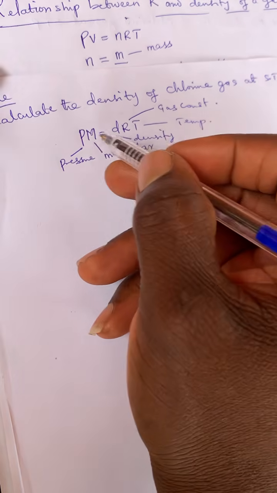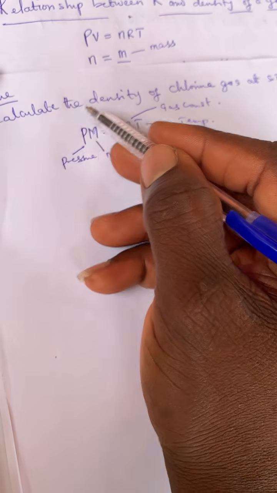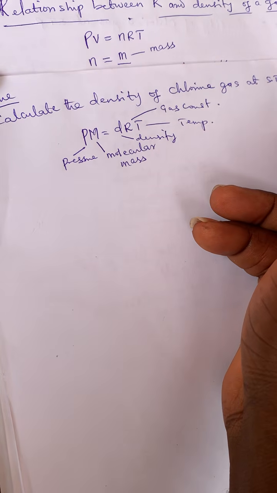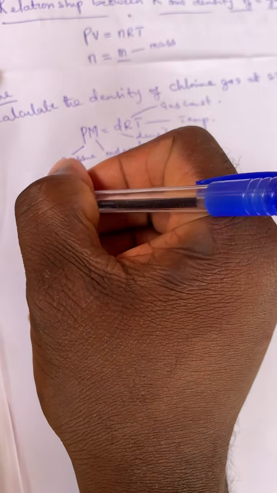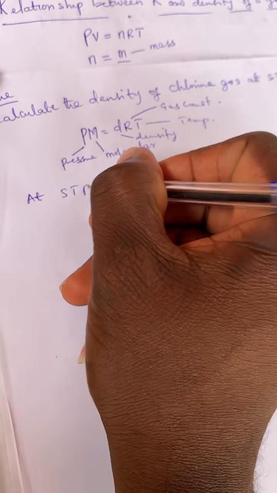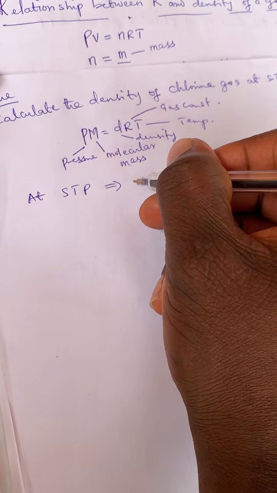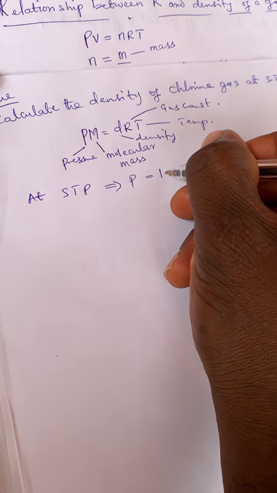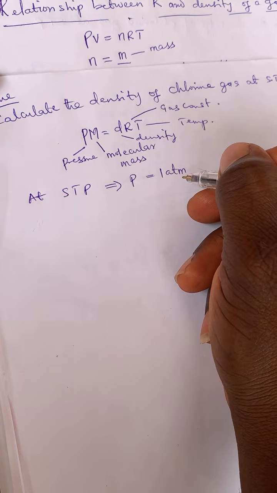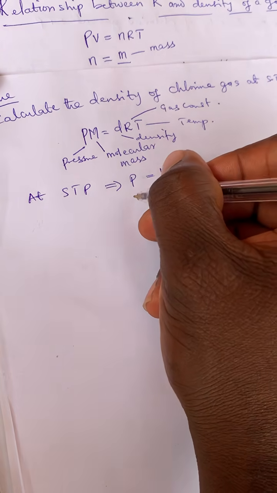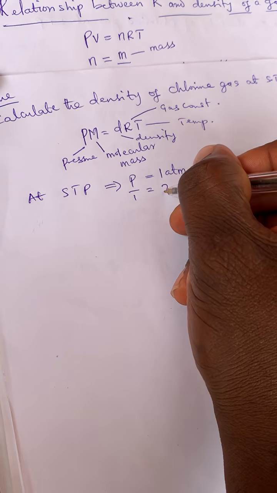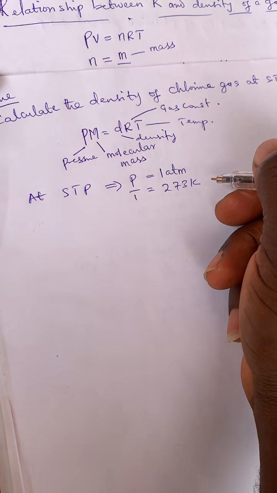So now we have a question: calculate the density of chlorine gas at STP. At STP, standard temperature and pressure, we know that our pressure is 1 atm. The standard pressure is 1 atm, and the standard temperature is 273 Kelvin.